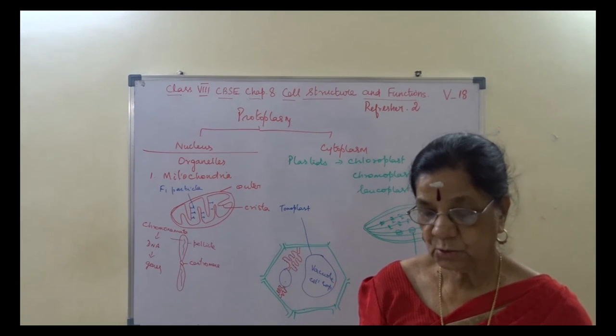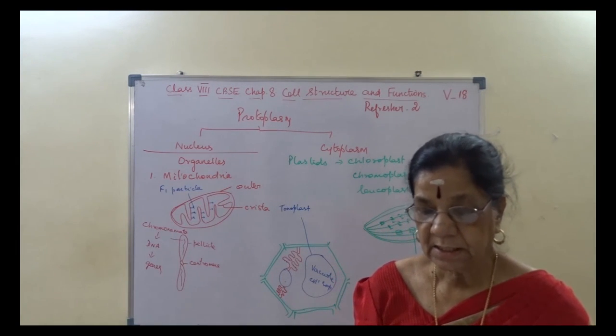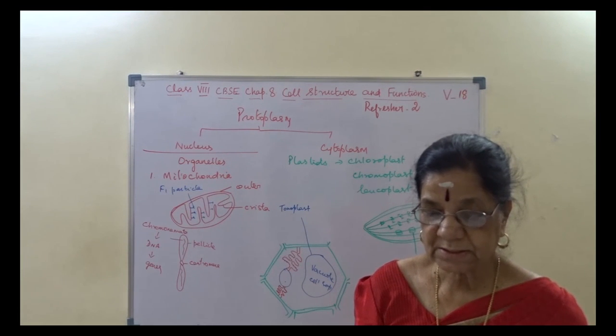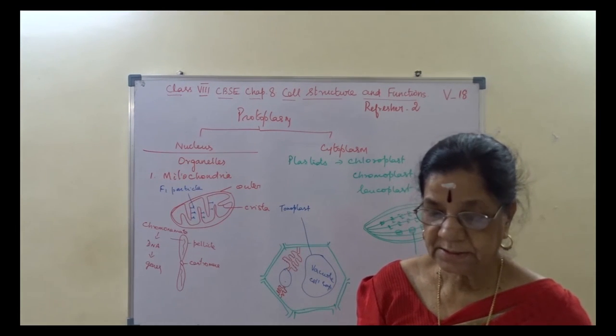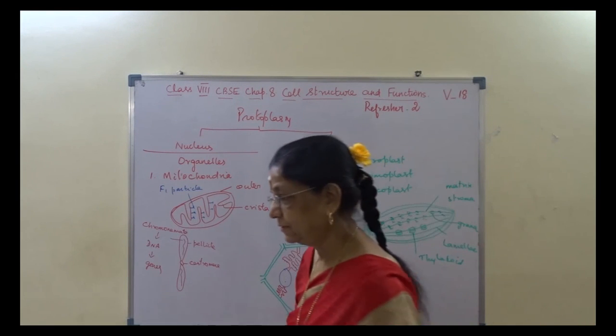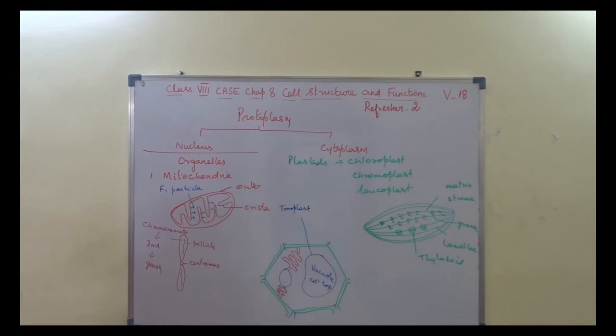Gene is a unit of inheritance in living organisms. It controls the transfer of hereditary characteristics from parents to offspring. I hope you understand. Go through panel.